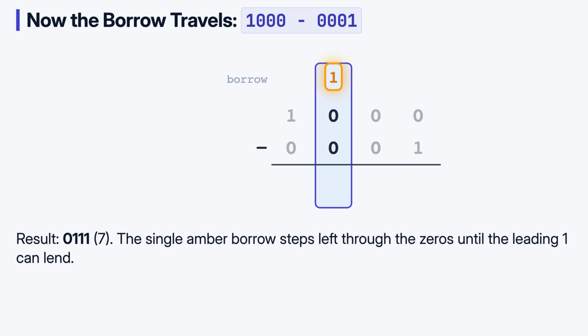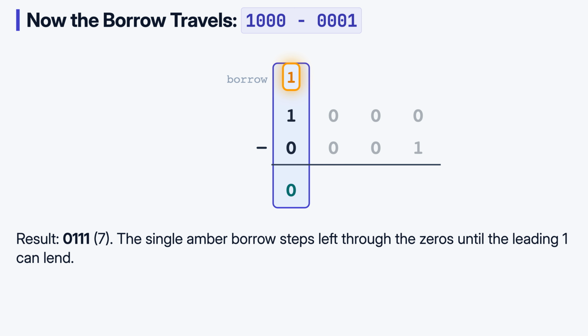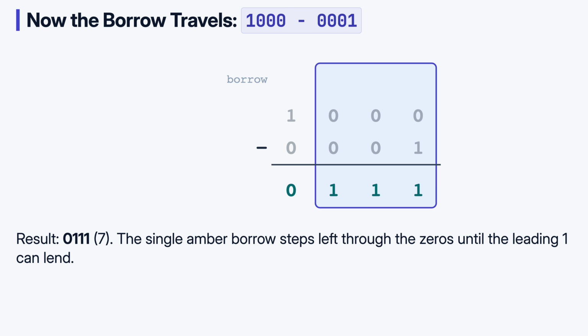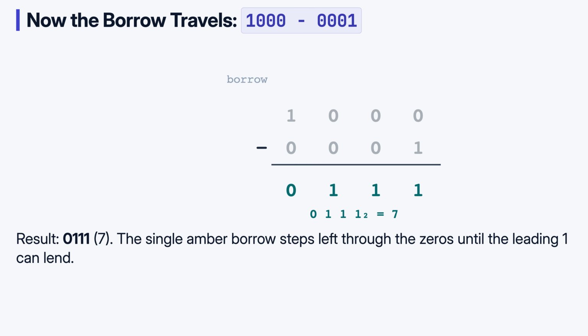The next column is also a 0, still nothing to lend. So the request steps left again. Now we reach the leftmost column, which holds a 1. It lends, and that one becomes a 0. Now the borrow settles back toward the right. Each 0 it passed through becomes a 1, and the rightmost column finally has its 2. 2 minus 1 is 1. Read the answer, 0111, which is 7, and 8 minus 1 is 7. See how the single amber borrow stepped left through the zeros until it found a 1 to lend.